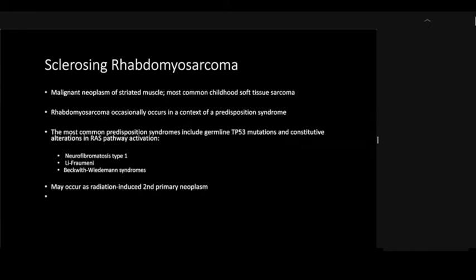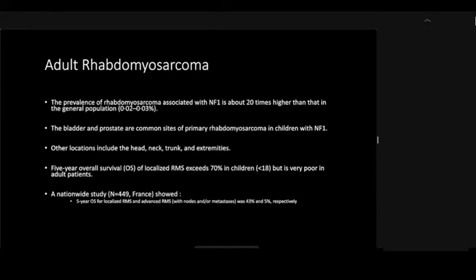It's the most common childhood soft tissue sarcoma and occasionally occurs in context of a predisposition syndrome. The most common predisposition syndromes include germline TP53 mutations and constitutive alterations in RAS pathway activation. These include NF1, Li-Fraumeni, and Beckwith-Wiedemann syndromes. This could also occur as radiation-induced second primary neoplasm. Adult rhabdomyosarcomas are very rare. However, they're 20 times more prevalent in patients with NF1 than the general population.